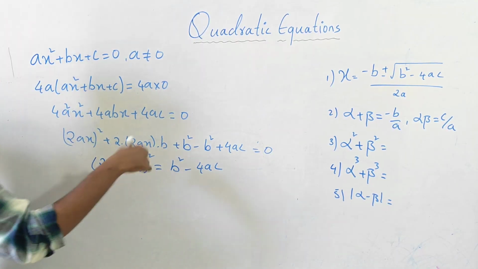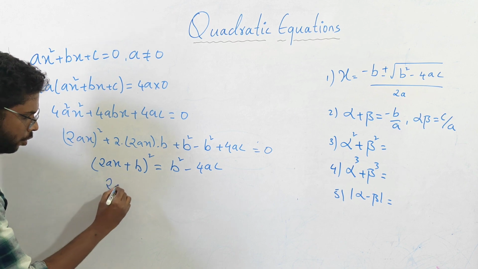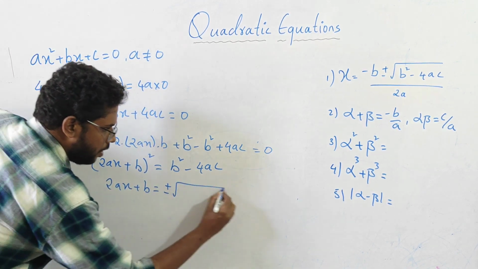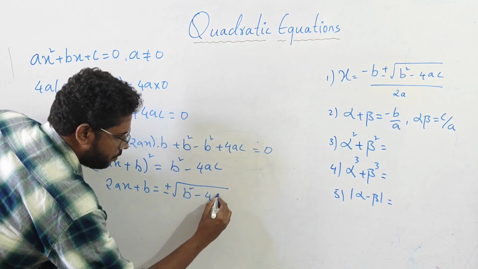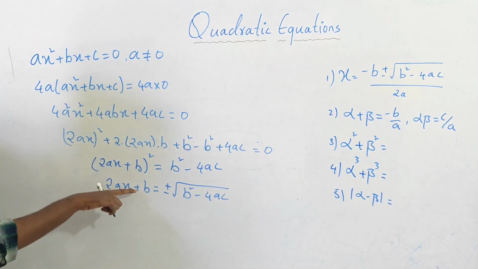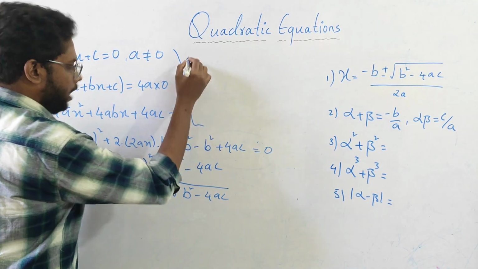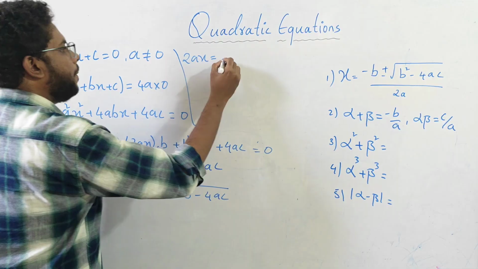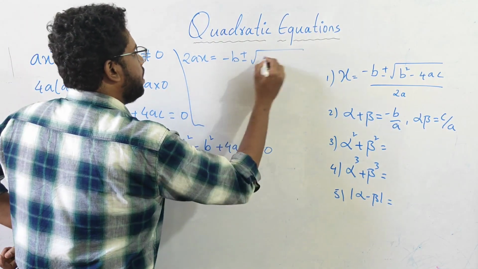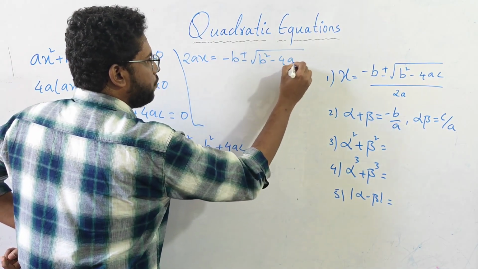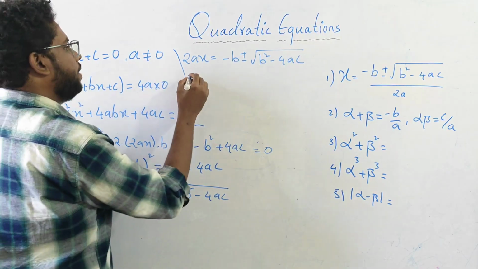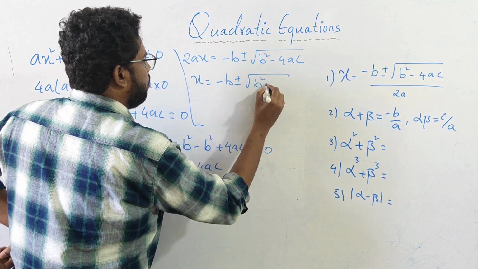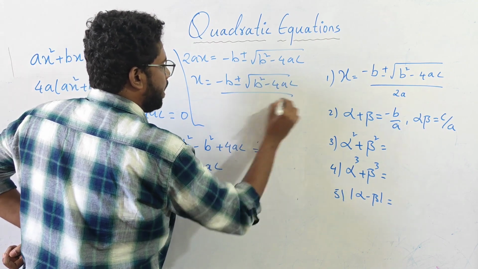Now what I will do, if I take the root on that side, it becomes 2ax plus b equal to plus or minus under root b square minus 4ac, correct? Now if I take plus b to that side, what will it become? It will become 2ax equal to minus b plus or minus under root b square minus 4ac. If I take 2a here, what will it become? x equal to minus b plus or minus under root b square minus 4ac by 2a.